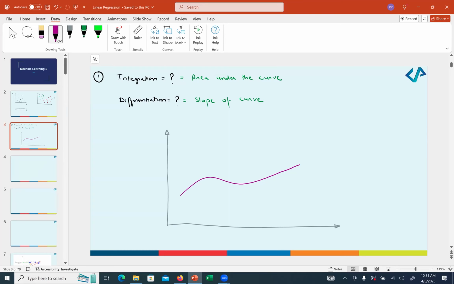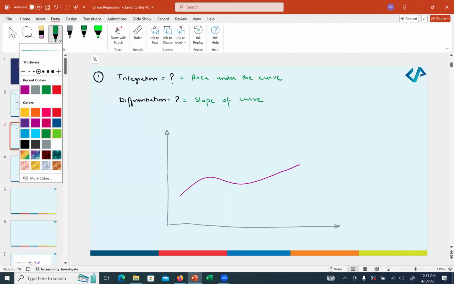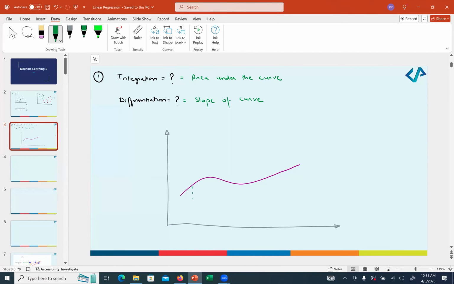Okay. Now, if anyone asks me, okay Puneet, can you calculate what is the area under the curve between this x1 and this x2? How can we calculate it? Using integration. So for any given curve, if someone asks you what is the area under the curve between, let's say, point 1 and point 2, that can be done using integration.